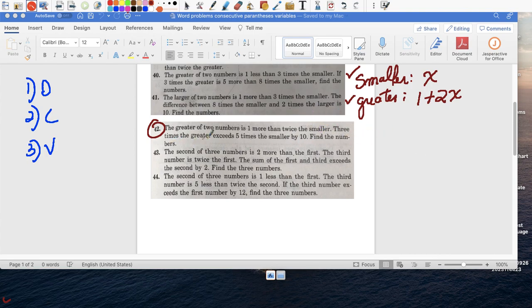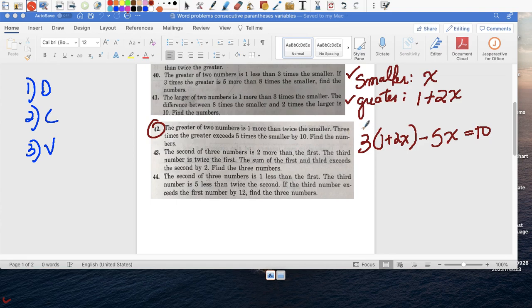So it says 3 times the greater. So 3 times the greater, which is 1 plus 2x, exceeds. So if you subtract 5 times the smaller, by 10. So the greater number is bigger than the smaller by 10. Okay, and that means subtract. Find the numbers.